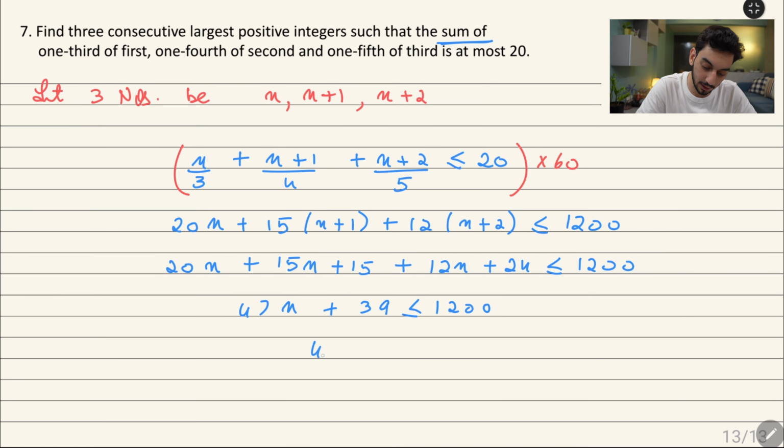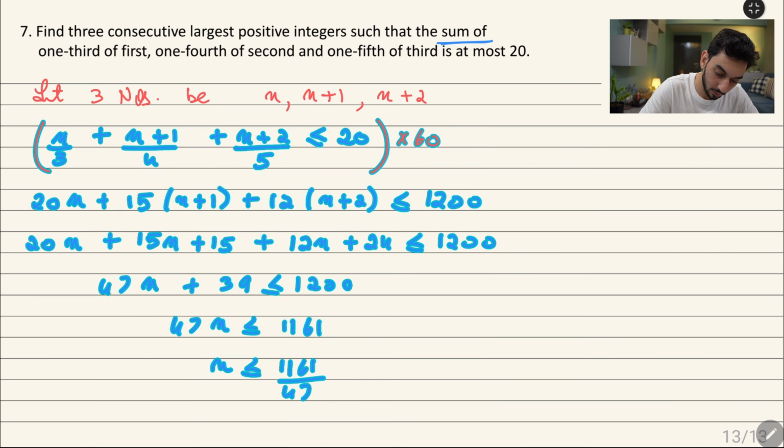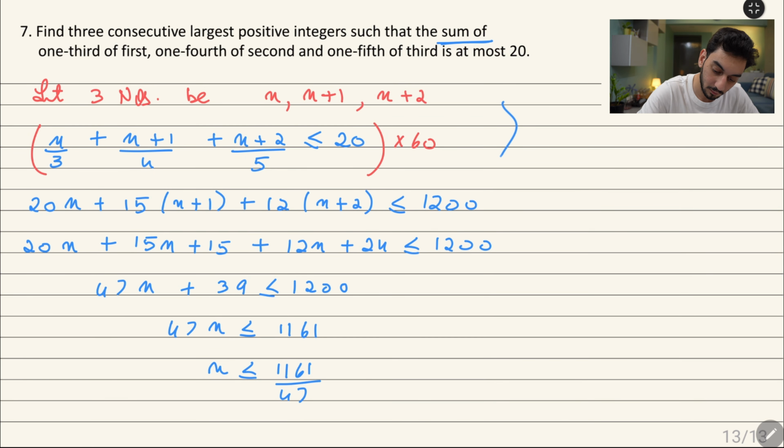The 39 goes to the other side, so 47x is less than or equal to 1200 minus 39. Let me just do it on my calculator. So it would be 1161. So x is less than or equal to 1161 over 47. 1161 over 47 is 24 point something. I don't have space over here, so let me shift all of these to the side. From here, I can say that x is less than or equal to 24.7.